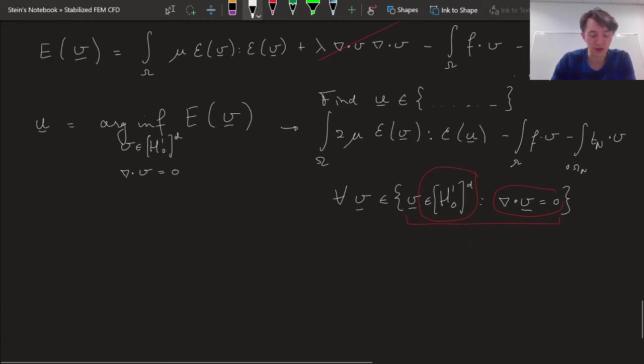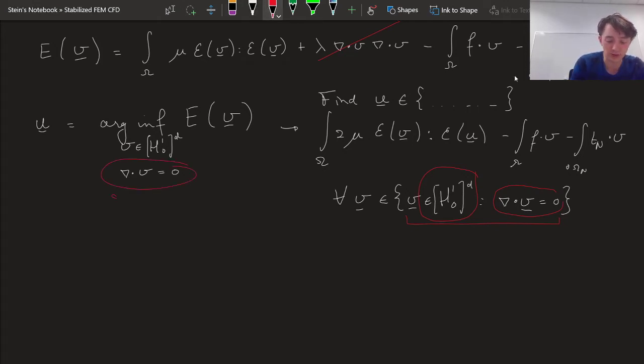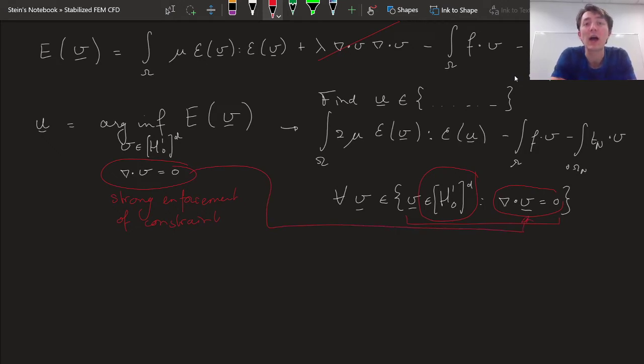So we're going to do this differently. And the way that we've essentially done this is a strong enforcement of the constraint, because it ends up being directly in the space. And whenever we prescribe something in the function space, this is called strong imposition. The same thing holds for Dirichlet conditions. Dirichlet conditions are typically also strongly enforced, meaning that we're setting their values in the function space.